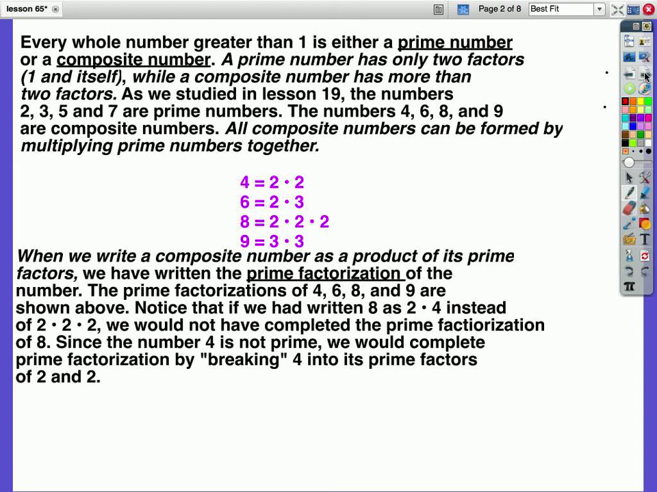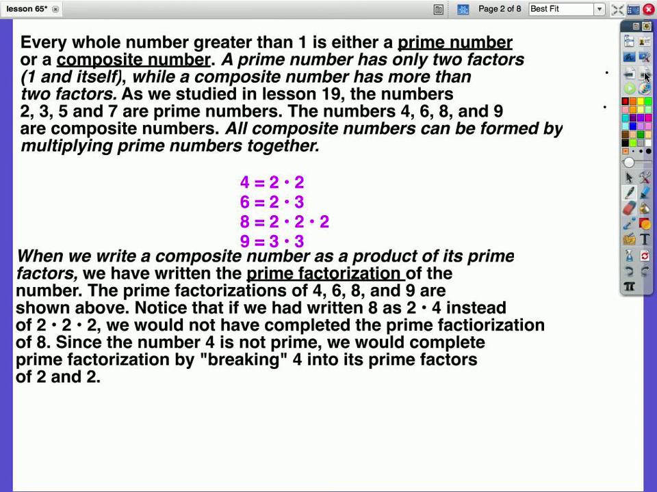So for 4, I can multiply 2 and 2. Both the 2's are prime. 6, 2 and 3. 2 and 3 are both prime. 8, I can do 2 times 2 times 2. Okay, it's all prime numbers. Same with 9. We write a composite number as a product of its prime factors. We have written the prime factorization of the number.